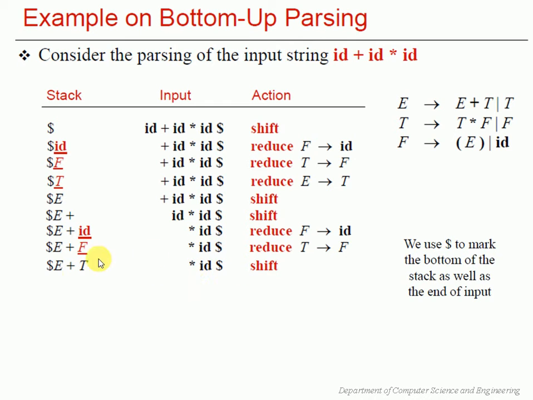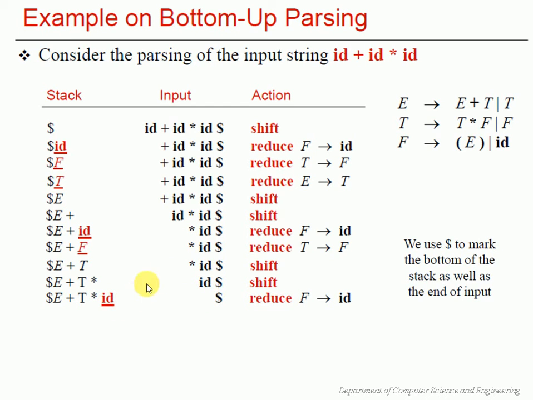So shifting this star to the stack makes it E plus T star, and again you don't have a handle here. You don't have a handle in the sense that none of these substrings of E plus T star make the right hand side of a particular production in the grammar, so that if it gets replaced, it forms a reverse of a rightmost derivation for this particular string. That is why we are not doing reduction.